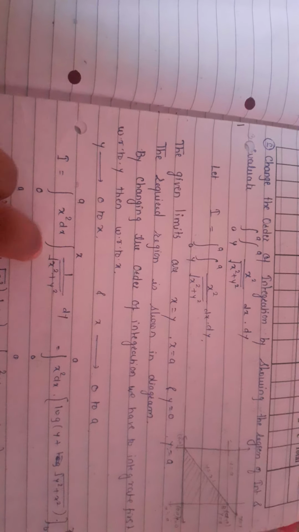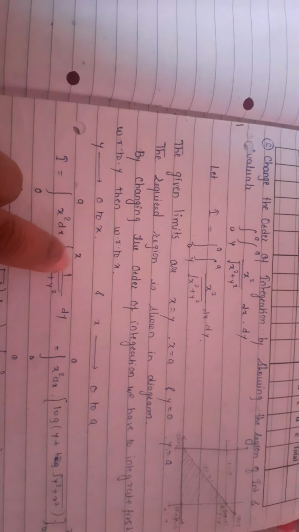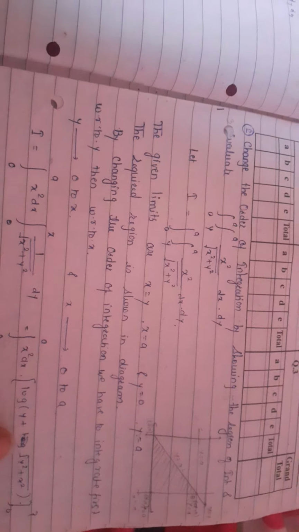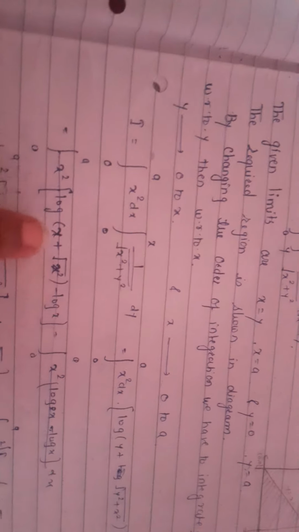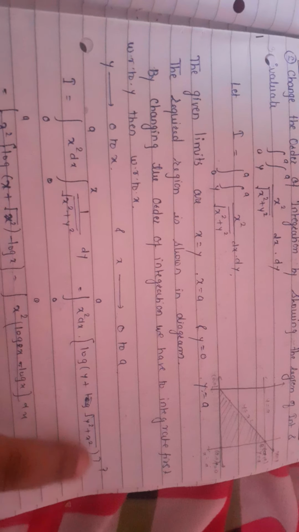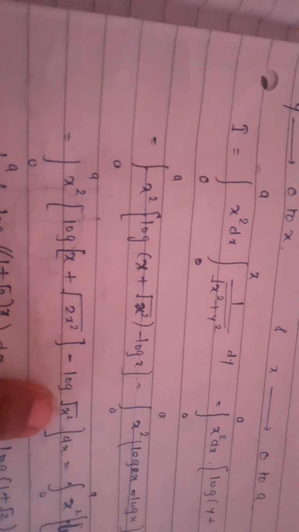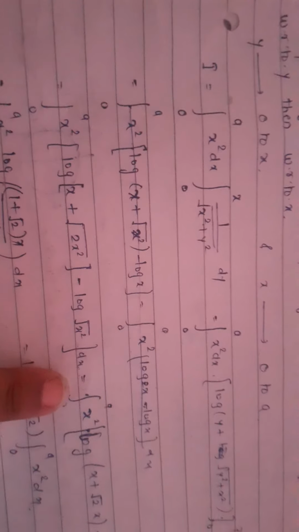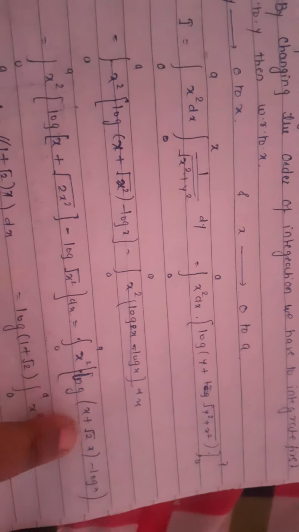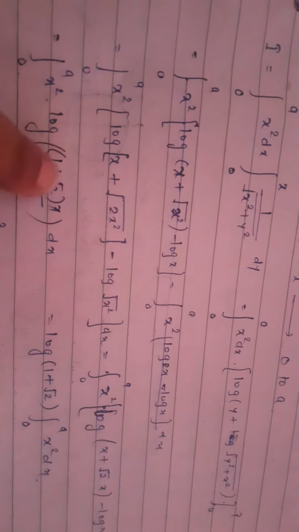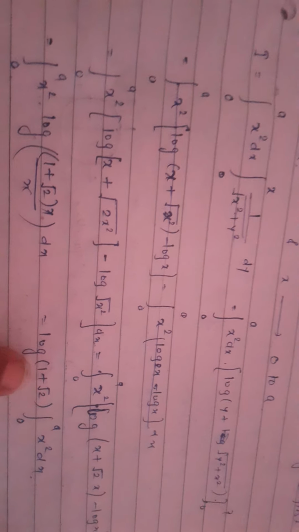Considering the inner integral from 0 to x, it is dy upon x square plus y square, so the integral is log of y plus under root of x square plus y square. Now apply the limit. The upper limit is y equals x, so log of x plus under root of x square plus x square, that is 2x square. So it becomes log of x plus root 2 x minus log of x. Again applying the log a minus log b form, it becomes log of 1 plus root 2 upon x times x, the x's get cancelled, and log of 1 plus root 2 is a constant.